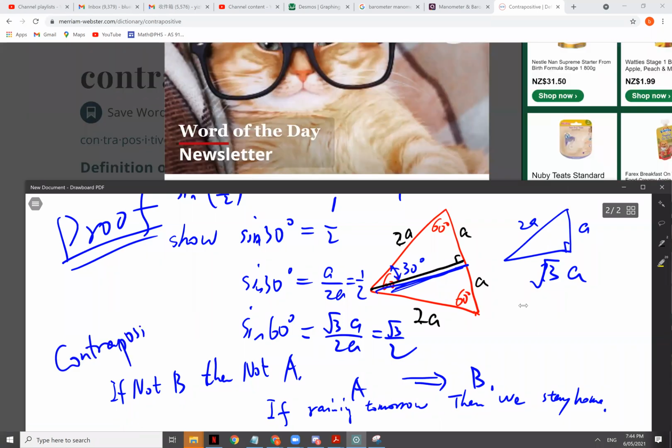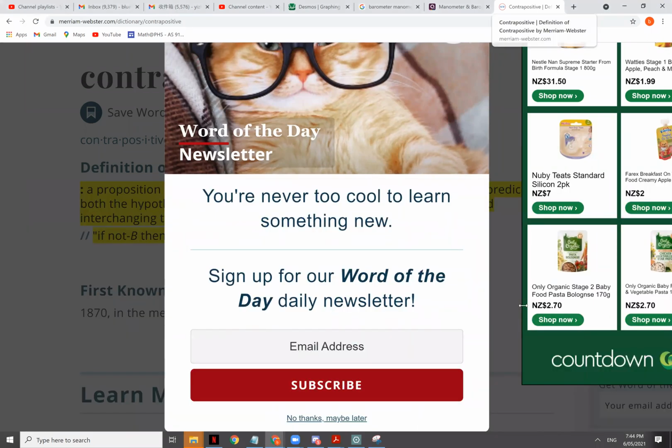What? Why is there a little head, a little cat coming out? Okay.